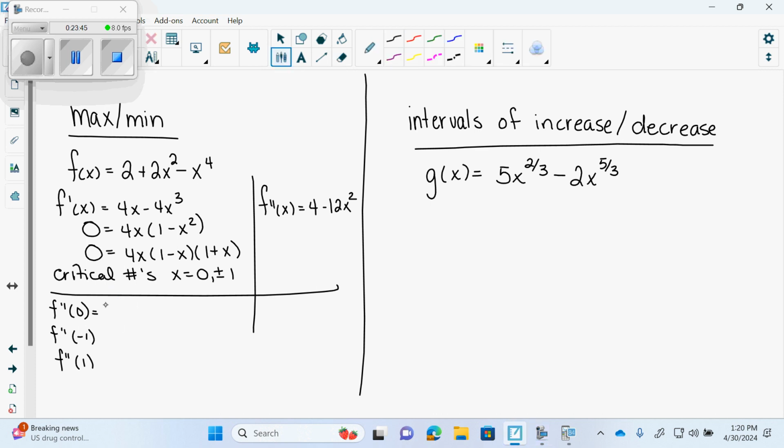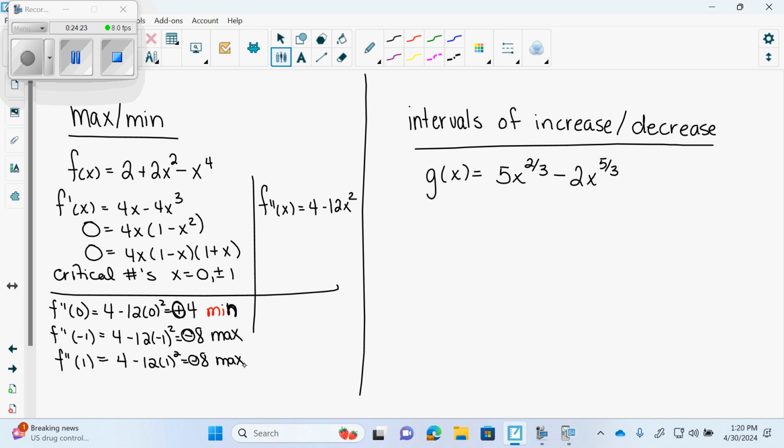So we get 4 minus 12 times 0 squared, which is positive 4. Do I care about the 4? No, I care about the positive. So I know that this is a min. Then 4 minus 12 times negative 1 squared gives me negative 8. I care about the negative, so it is a max. And then I get 4 minus 12 times 1 squared, which is negative 8 again. It's negative, so it is a max.